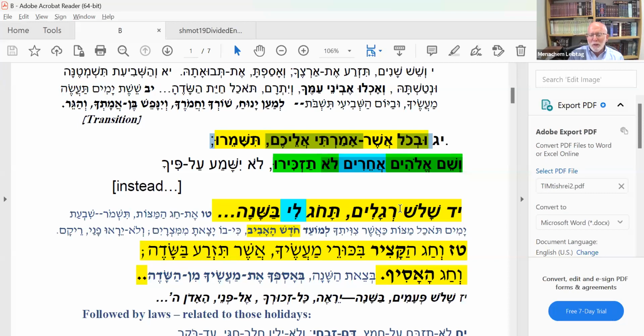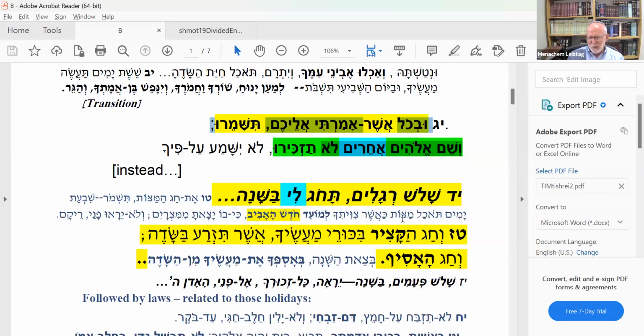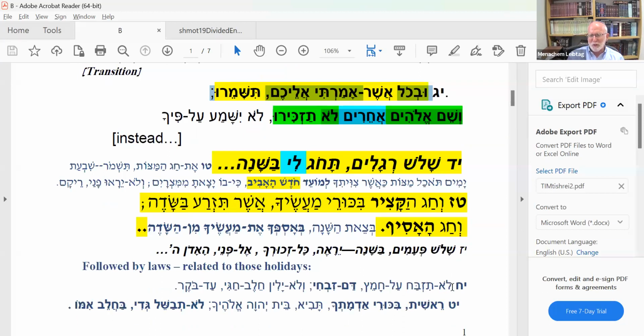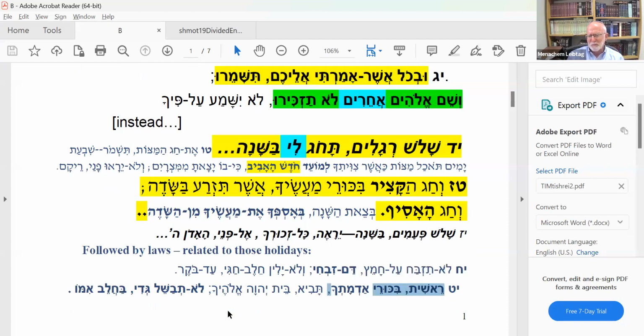Now, we have other laws: a law for Pesach, Lo Tizbach Al Chametz Dam Zivchi, and then we have a law for Shavuot, and a law for Sukkot, which we're not going to go into now, about Lo Tevashel Gedi B'Chalev Imo. And that's the end of the law section.